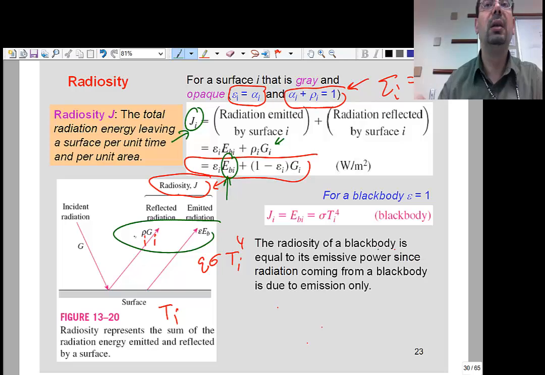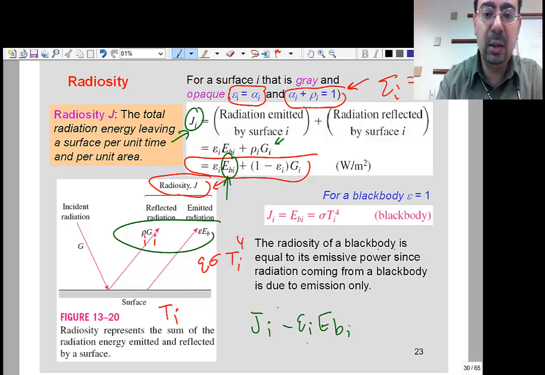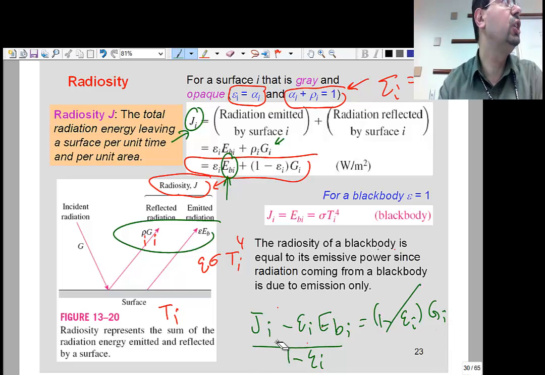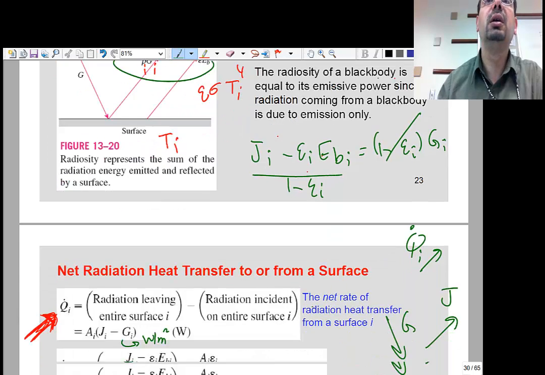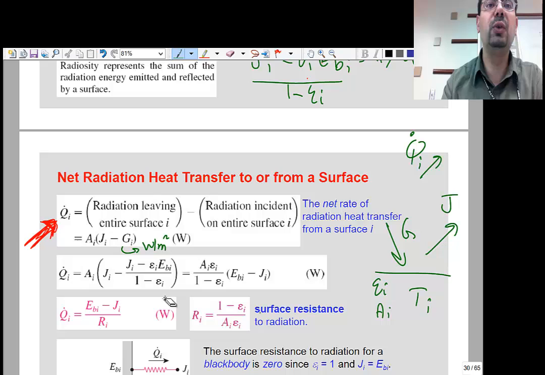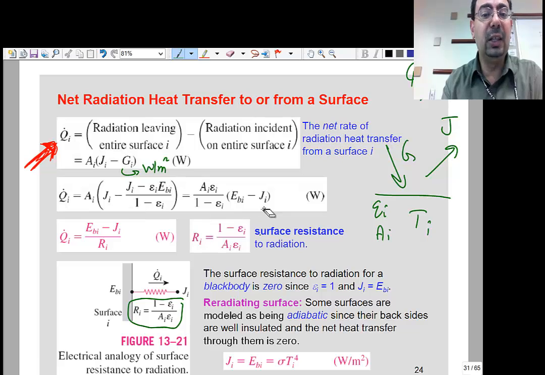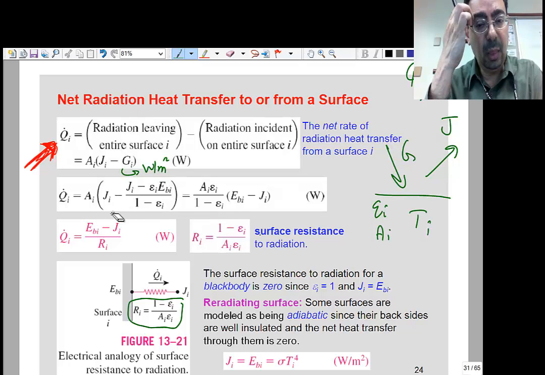You see that? From this equation, if I would like to put my hand on the G, I would say it's GI minus epsilon I EBI, that would be 1 minus epsilon I times GI. All I did was send this to the other side, then divide over 1 minus epsilon I, and cancel this guy. This is my GI, J minus this over this. And then he takes the J out, and basically the equation boiled down to this.